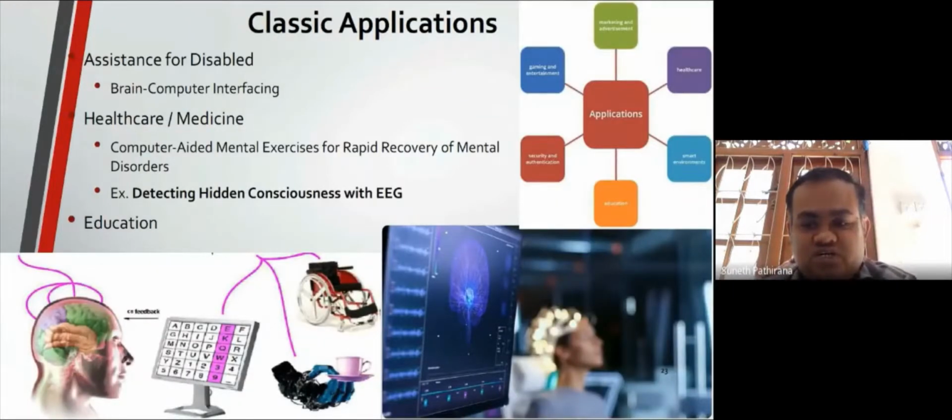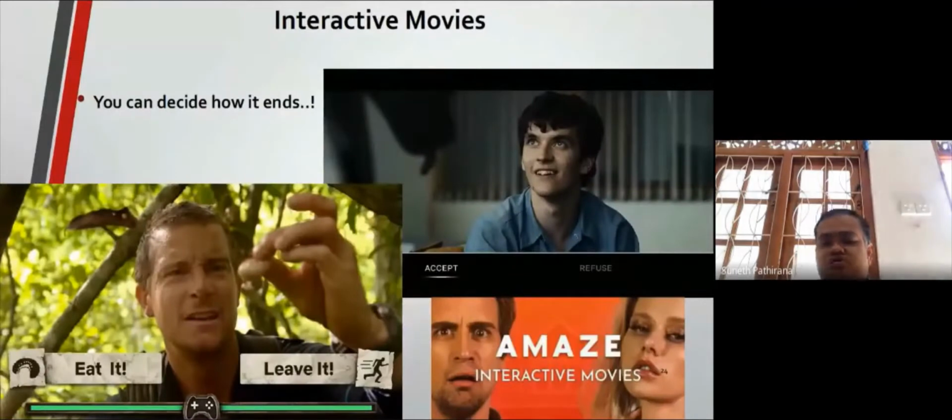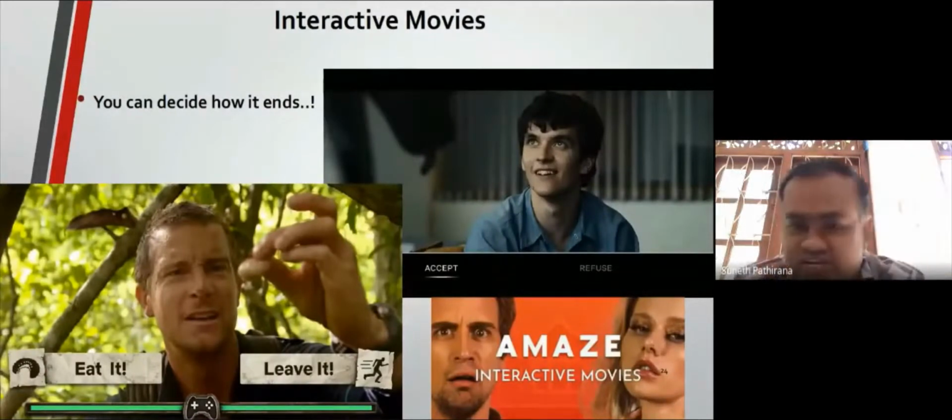I'm not going to talk much about these classic applications coming under education or traditional brain-computer interfaces, or healthcare applications or medical treatments. For example, you can design some mental exercises for the rapid recovery of mental disorders. I'm not going to cover these traditional or classic applications. So I come to the first item under emerging trends.